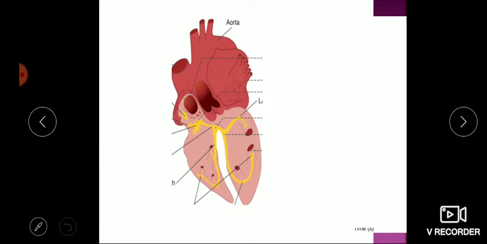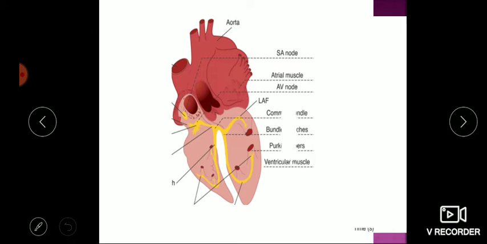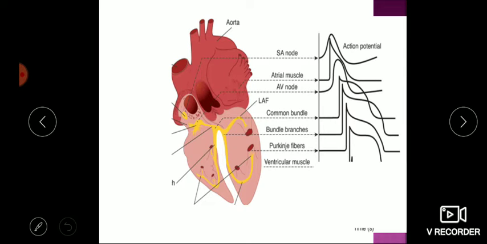Now if you put some electrodes on the chest wall and record the potentials, we can record potentials from each and every one of the conducting tissues of the heart as well as cardiac muscle. So right from the SA node, atrial muscle, AV node, common bundle branch, bundle branches, Purkinje fibers and ventricular muscle. So these are the different potentials recorded. Individually also, by inserting needles, we can record the potentials. So they have action potentials.